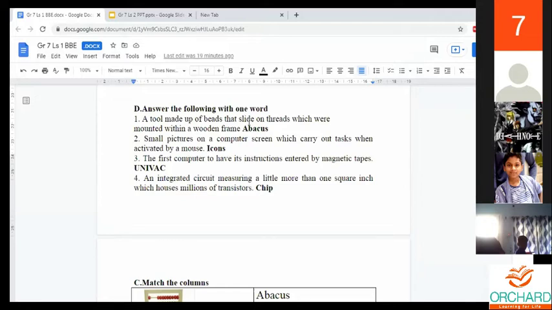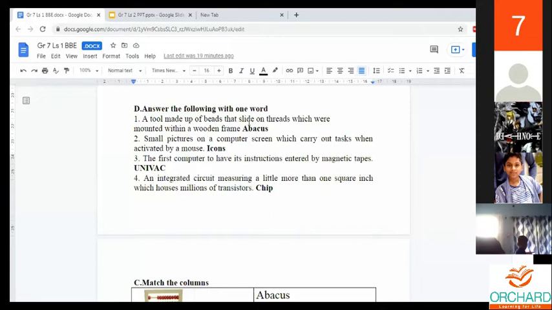Fourth one, an integrated circuit measuring a little more than 1 square inch which houses millions of transistors is chip. Okay? An integrated circuit, that is IC. An integrated circuit measuring a little more than 1 square inch which houses millions of transistors is chip. C-H-I-P, chip.